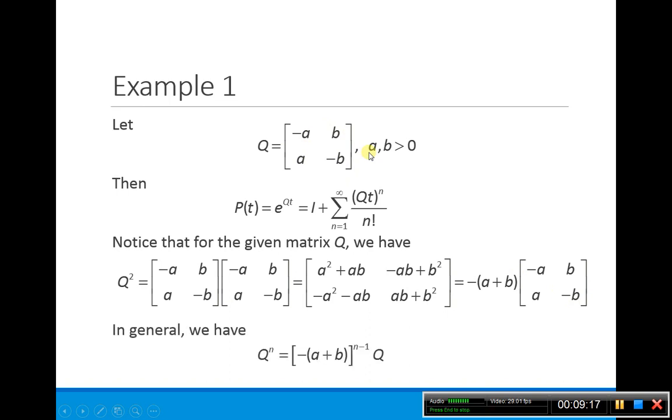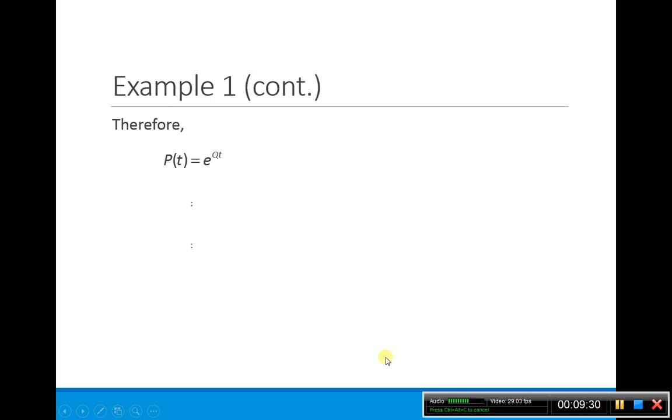And what we can notice in general is that if we raise this to the nth power, then we have negative (a plus b) to the n minus 1 power times our original matrix Q. So what that means is we can look at our e to the Qt. In the summation, we can replace the Q to the n with this formula. So here's our Q to the n formula.